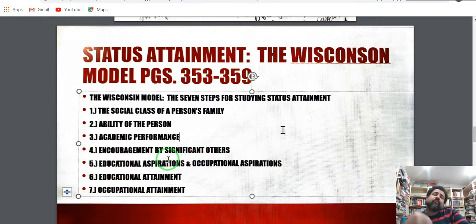And then your own performance and ability, based on the social class you're born in and the level of your parents' education, certainly influences your educational aspirations and occupational aspirations. There's something called, the name escapes me now. Anticipatory socialization. Anticipatory socialization, right?